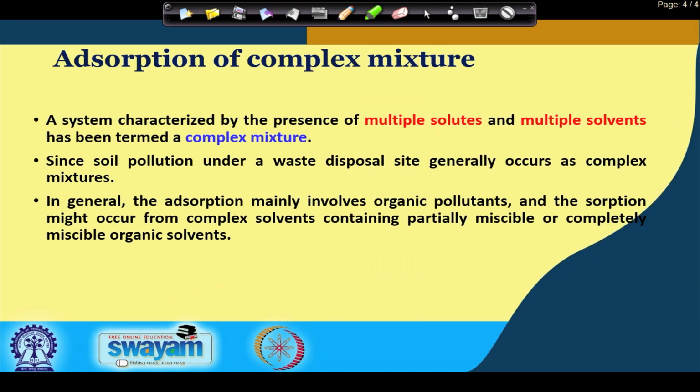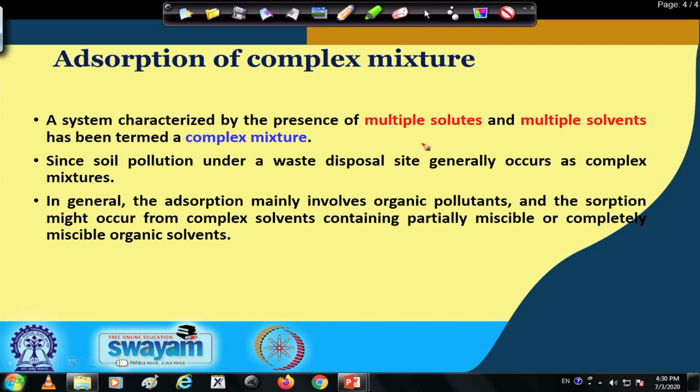So, today we are going to start with the adsorption of complex mixtures. Remember, it is a system characterized by the presence of multiple solutes and multiple solvents. So, these are the two prerequisites for a complex mixture. There has to be multiple solutes and multiple solvents, and then we call it a complex mixture.